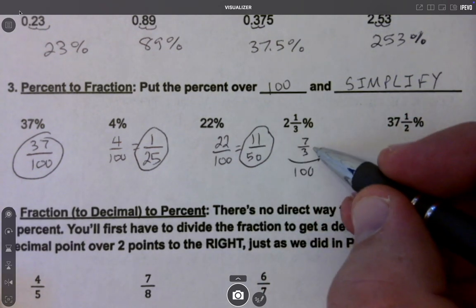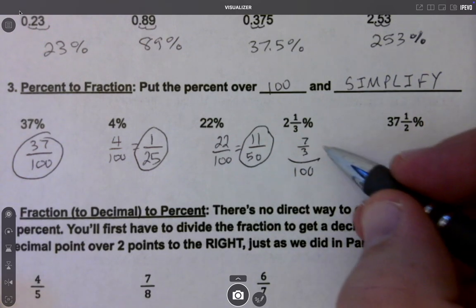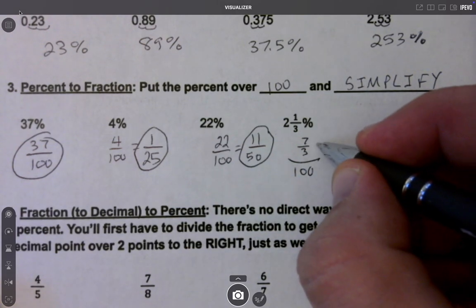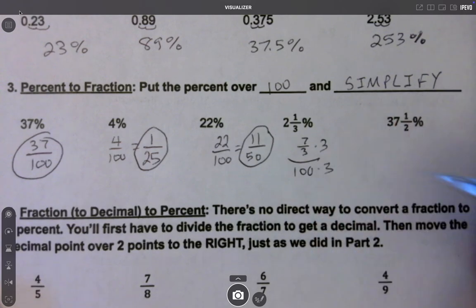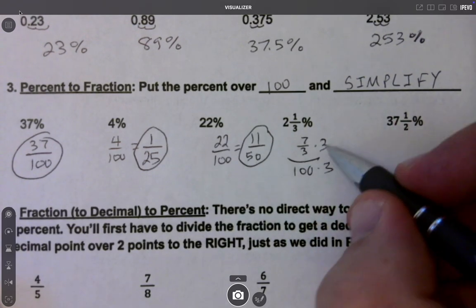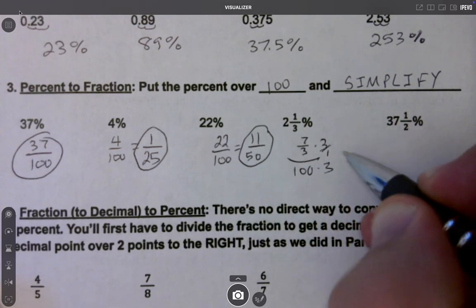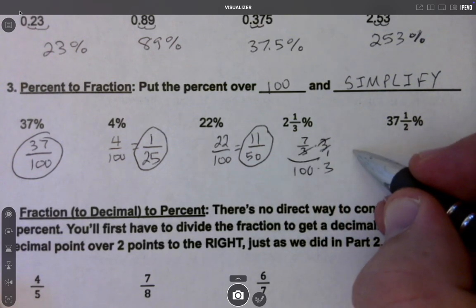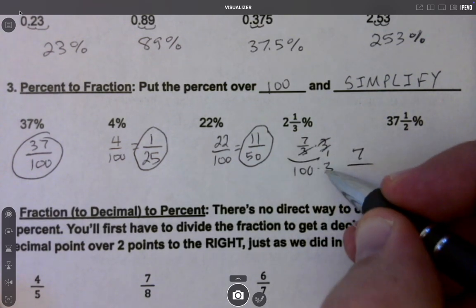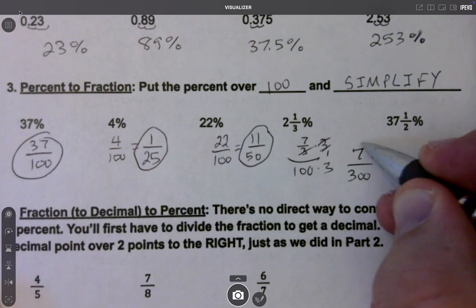Now we don't want a fraction inside of a fraction. So we got to get rid of that denominator. To do that, we multiply the top and the bottom by 3. Because it's really 3 over 1. So that 3 and that 3 cancel, leaving you just 7. And 3 times 100 is 300.